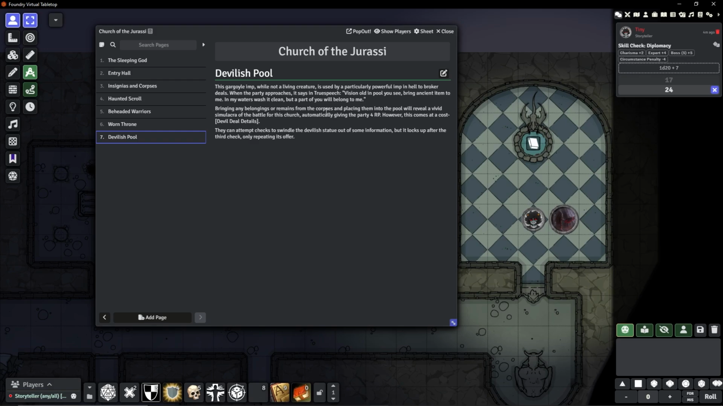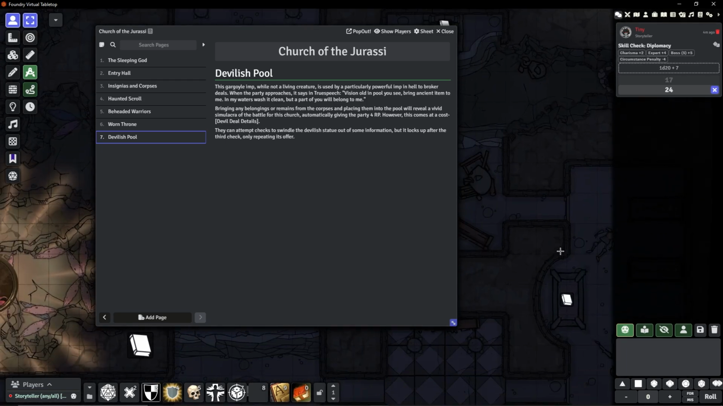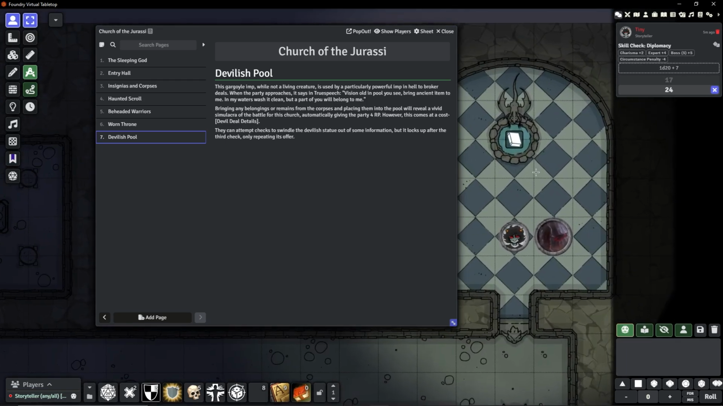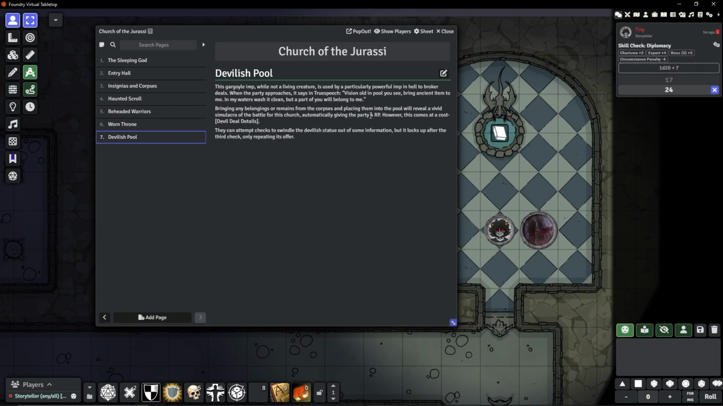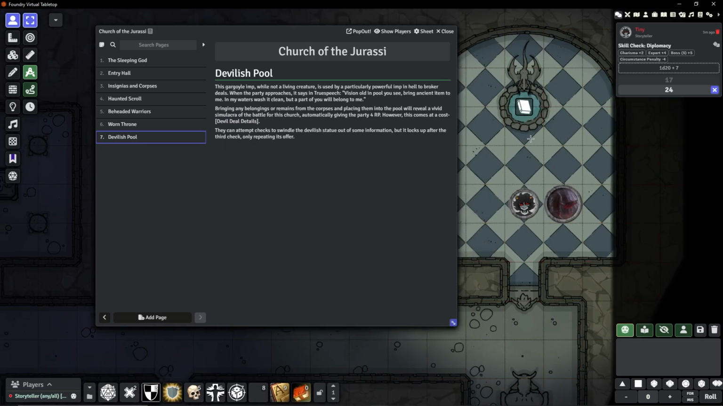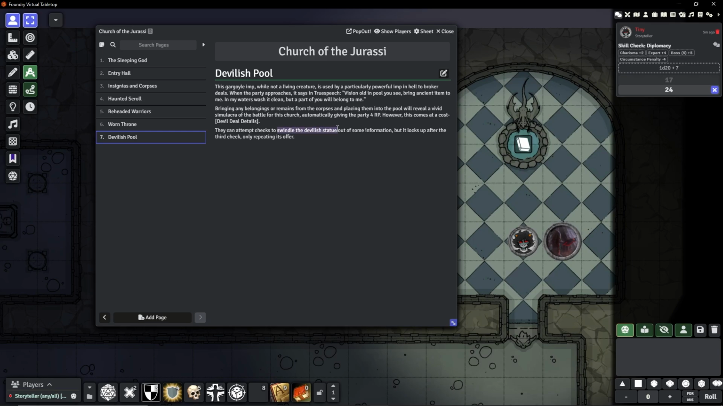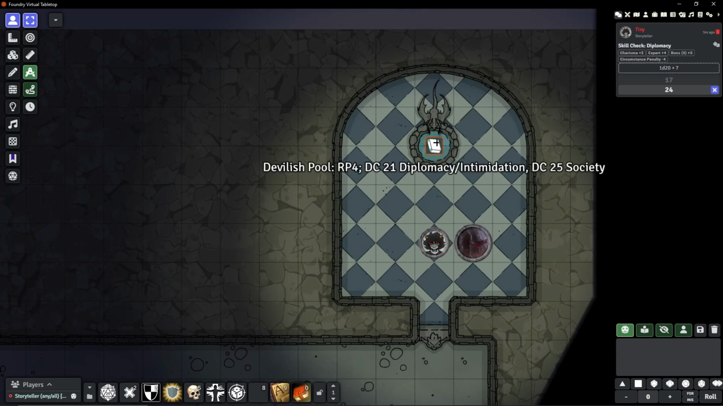Bringing any belongings or remains from the corpses and placing them into the pool reveals a vivid simulacra of the battle for this church that took place long ago, automatically giving the party 4 research points. However, this comes at a cost, and you could detail the devil deal that you want with trade-offs for the party. You can instead attempt to swindle the devilish statue out of some information, though doing so is difficult, and it locks up after the 3rd check, instead only repeating its offer.